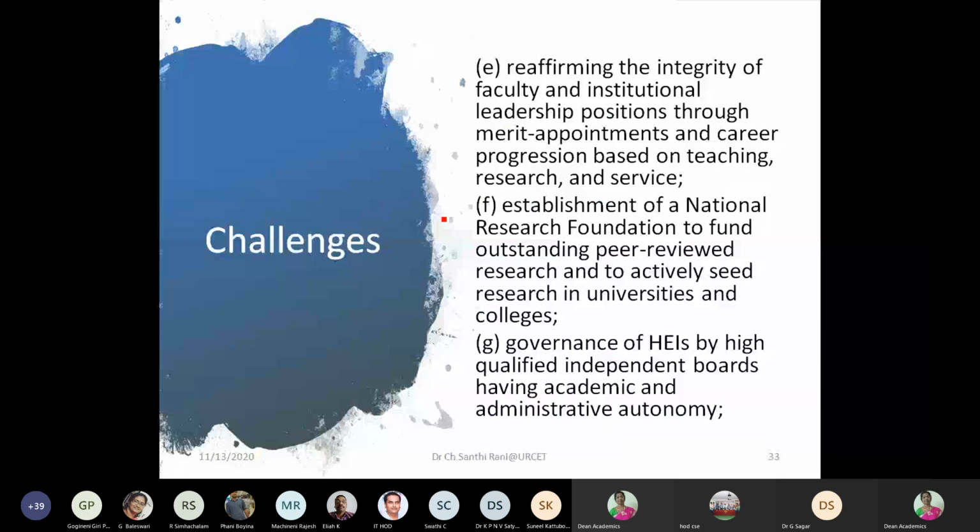And reaffirming the integrity of faculty and giving leadership positions through merit appointments rather than service, etc. Okay, so that means giving merit appointments to the leadership positions based on their teaching, research, and service. These three aspects. Even now we are doing some API score. So that API score will be evaluated based on the teaching, research, and also service, which is nothing but the community service.